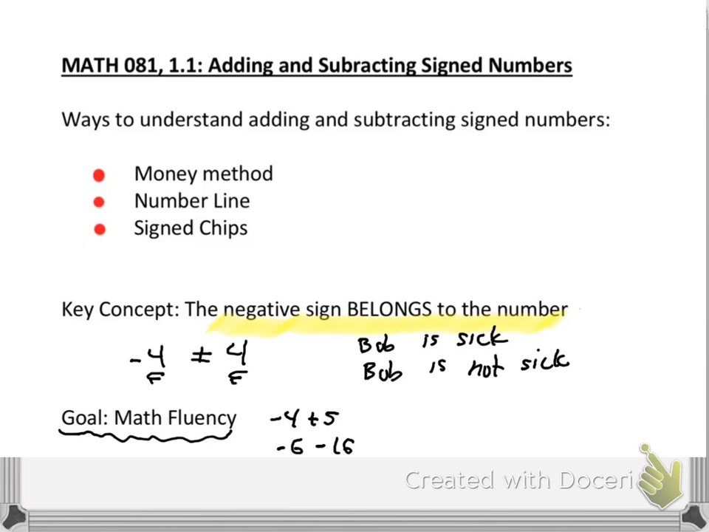My goal for you is to get you to the point where you can do this sort of thing in your head without a calculator, or at the very least you have a sense of, for example, when you add 4 and -5, you could at least tell yourself whether it's going to be a positive or negative answer just by looking at it. Okay, and the same thing with -6 minus 16, is that going to be a positive or a negative number? And again, that's really going back to this idea of math fluency.